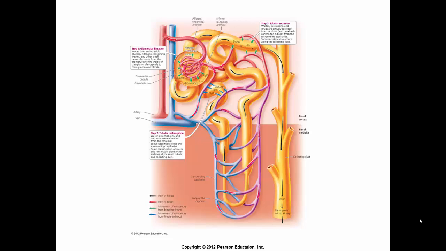Again, this just shows where the purified blood is going to exit the capillaries surrounding the nephron into the venules, eventually going to join the renal vein. Urine is going to empty from the distal convoluted tubules into collecting ducts, and from the collecting ducts, urine is going to move to the renal pelvis, leave the kidney through the ureter to be stored in the urinary bladder.